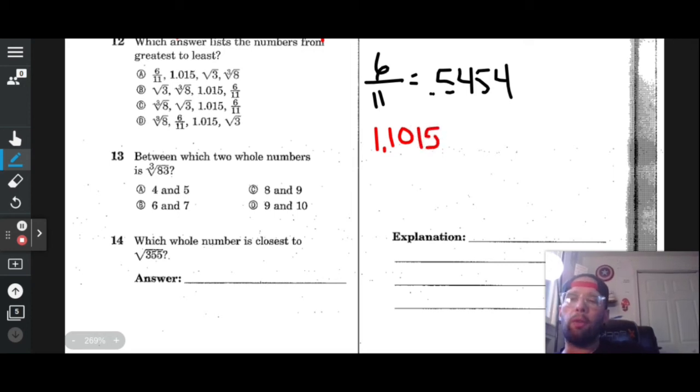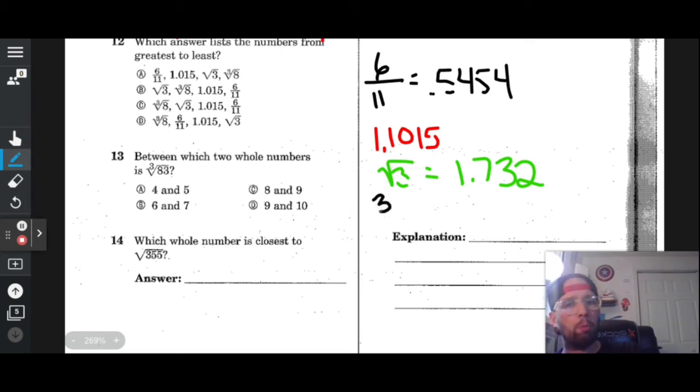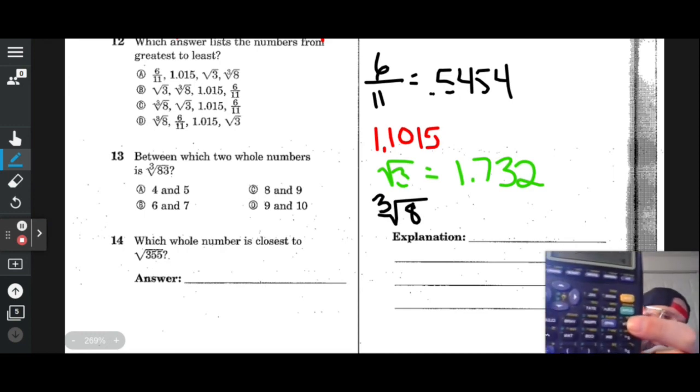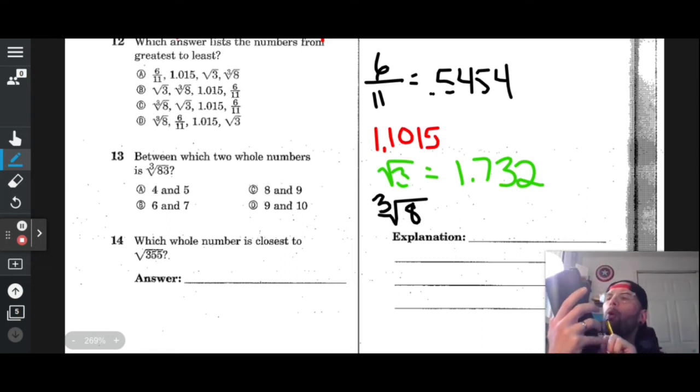The square root of 3 is 1.732. And the cube root of 8, I already know what it is, but just to remind you, the cube root button is math 4. So you hit math, okay, there it is at 4, and then 8 is going to give me 2.